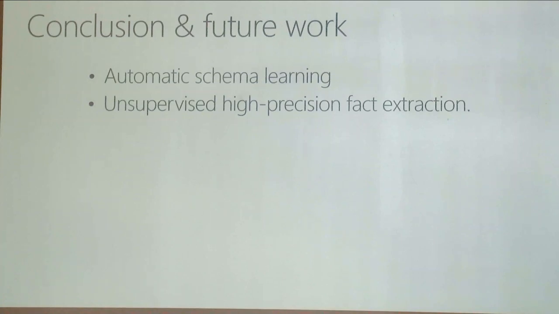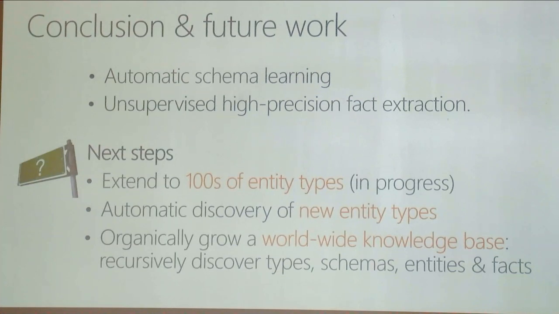I've talked about how we do automatic schema learning, how we do high-precision fact extraction. So what's next? Well, first of all, we want to extend this out to hundreds of entities, and this program's already underway. The next step would be to do automatic discovery of new entity types. Now, with that in place, that creates the exciting possibility then of not just going from a single fact to a bunch of facts about one entity type, but to organically grow a knowledge base, recursively discovering types, schemas, entities, and facts, which I hope you'll find a very exciting prospect.